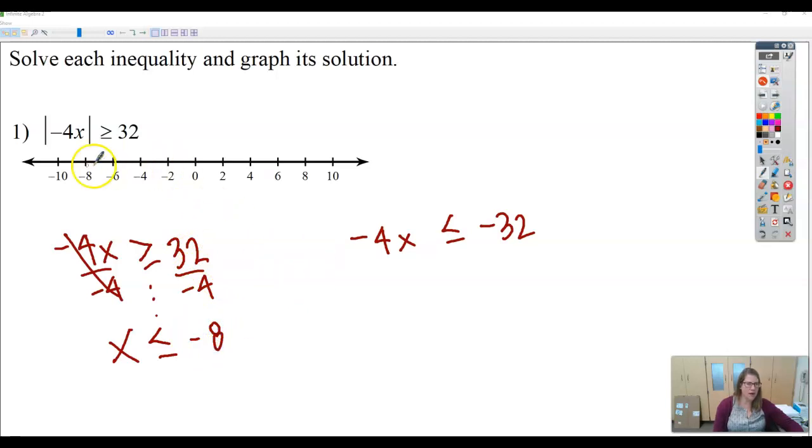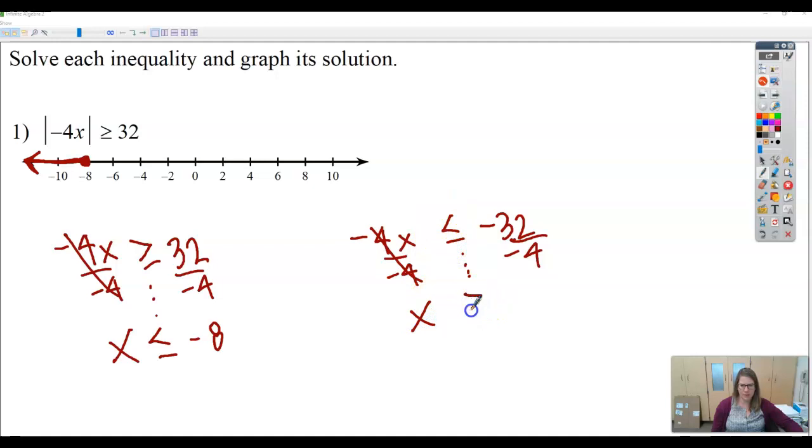So on my graph here, I'm going to circle negative 8, and because it says less than or equal to, I'm going to fill in the circle. Okay, now it says x, and x is the part that should be shaded, right? So the part that should be shaded is smaller than negative 8. Smaller than negative 8 is on this side. So there's my shading.